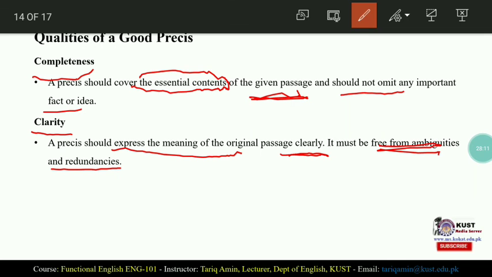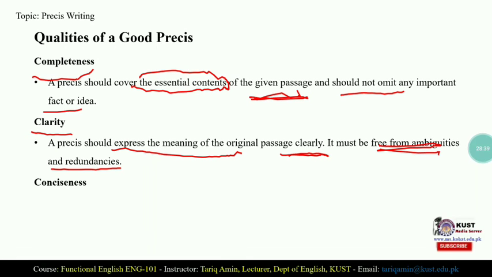Ambiguities should not be there, redundancies should not be there. It should be free of lexical ambiguities and structural ambiguities. If ambiguities are there in your Precis, the reader will not be able to understand and comprehend the important points. So ambiguities should be avoided.